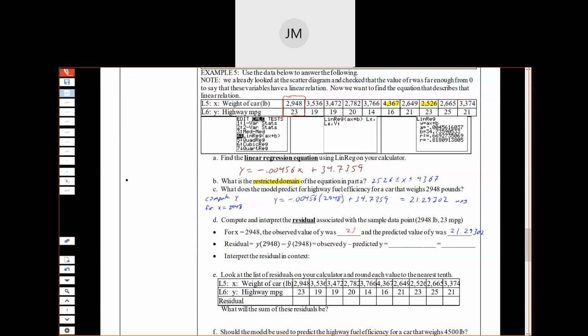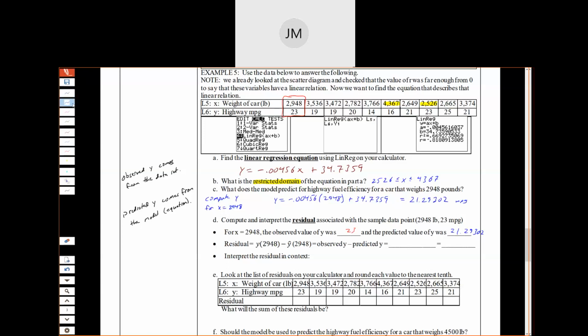Maybe I'm just going to make a note on the side. The observed y comes from the data set. The predicted y comes from the model or the equation.